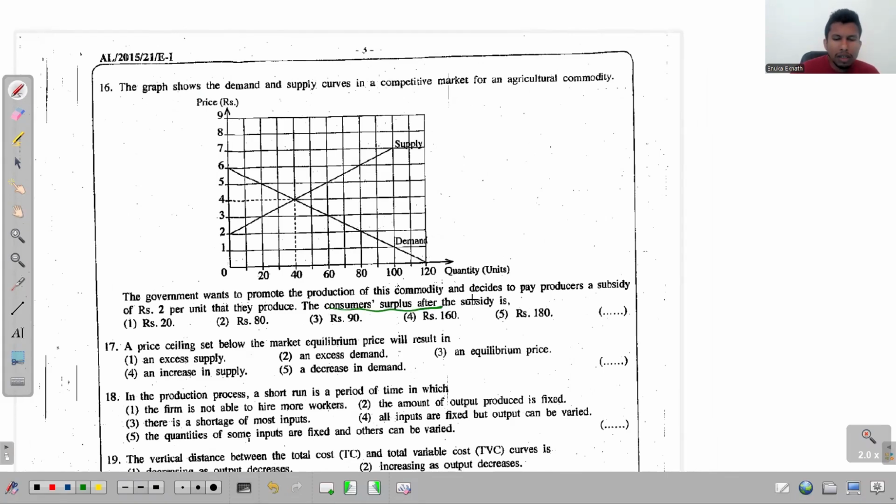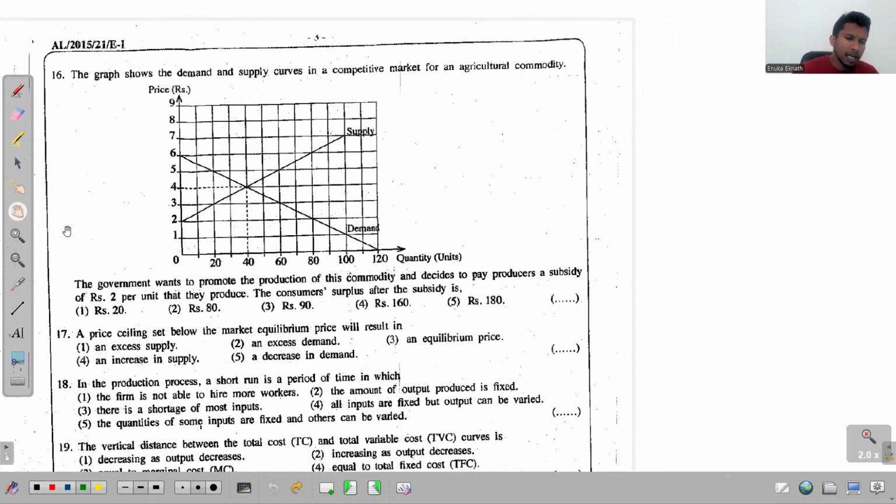The consumer surplus after the subsidy is, okay, very easy. So we just need to calculate the consumer surplus after subsidy. So how do we do that? We all know when a tax is imposed, the supply curve gets shifted to the left side. And on the other hand, when a subsidy is offered, the supply curve is shifted to the right side by the amount of that unit subsidy. And in this case, the subsidy is rupees 2.